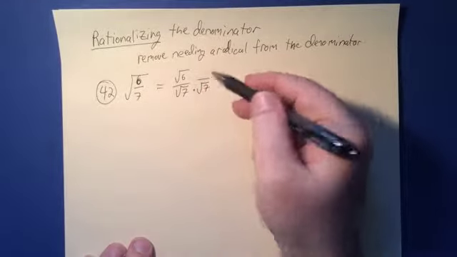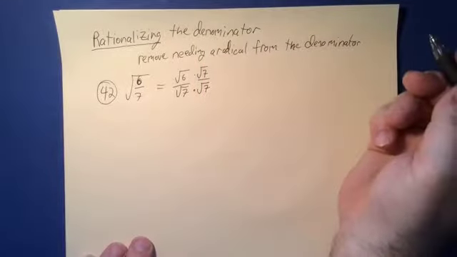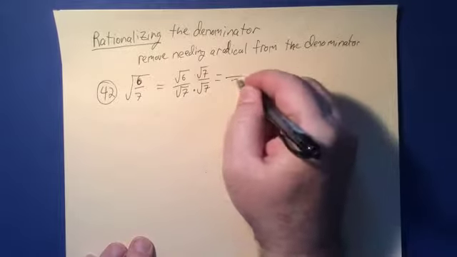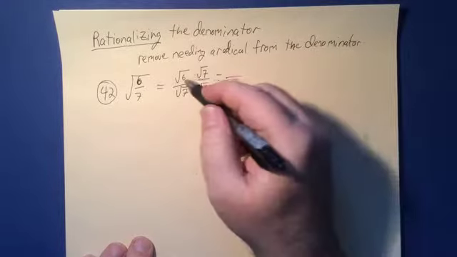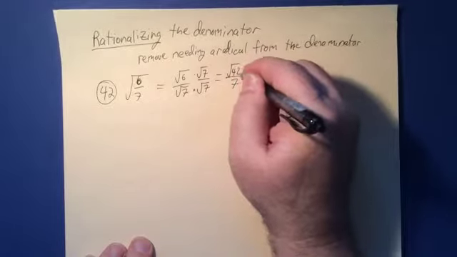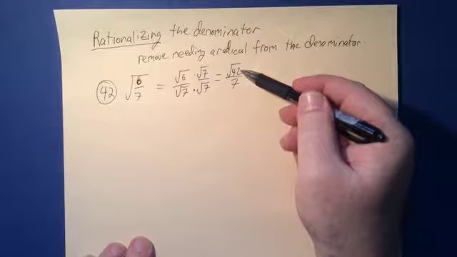But one thing that I can do is multiply the denominator by radical 7. But if I multiply the bottom by radical 7, I need to multiply the top by radical 7 as well. When I do so, radical 7 times radical 7 is going to give me 7. Radical 6 times radical 7, that's going to give me radical 42. Now, there's still a radical in the numerator, but that's okay.